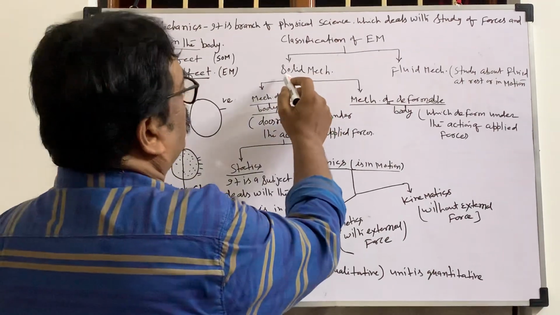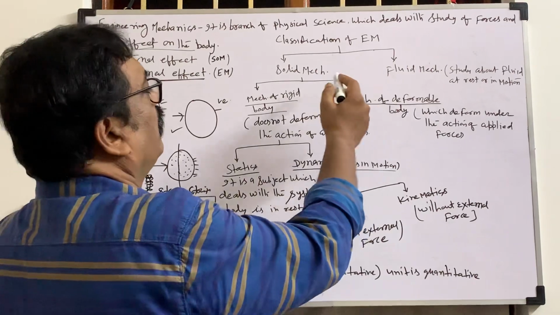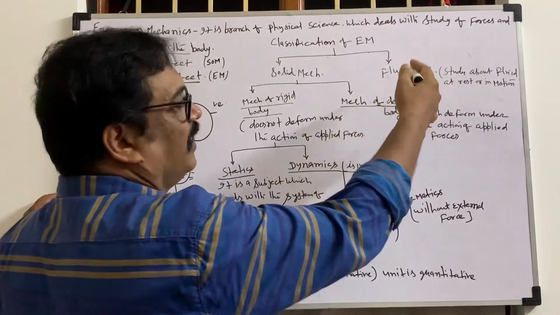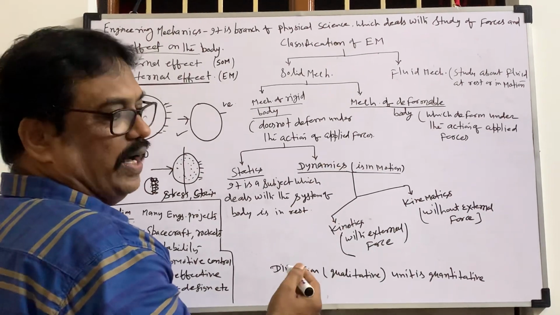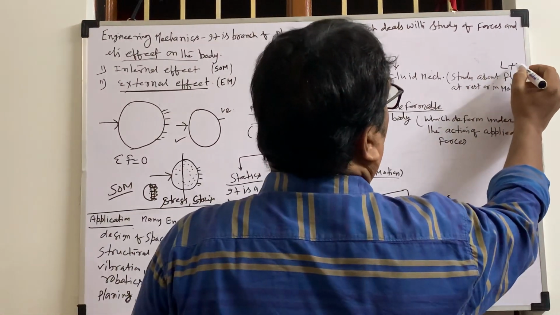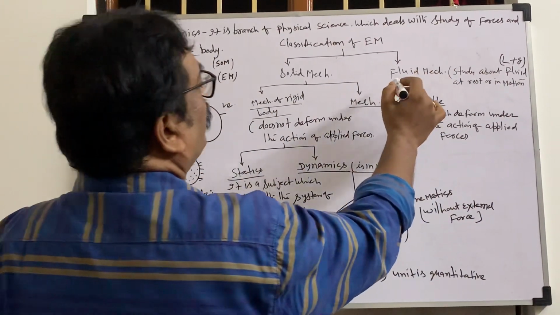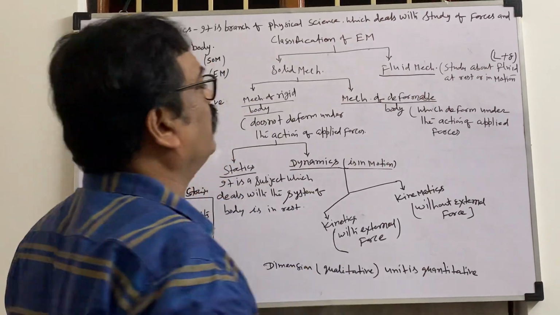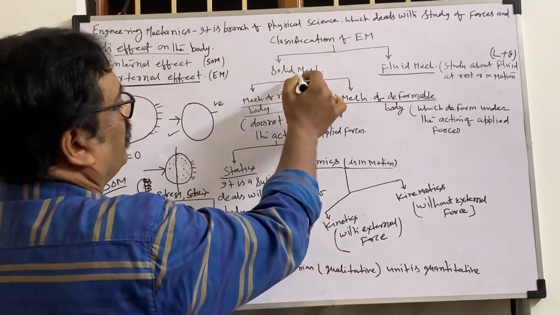Engineering mechanics is classified into two types: mechanics of solids and mechanics of fluids. Fluid mechanics is a different subject where we study fluid, either at rest or in motion. Fluid means liquids and gases. So this is a different subject that fluid mechanics students will study. Now our subject, engineering mechanics, will come to our area.